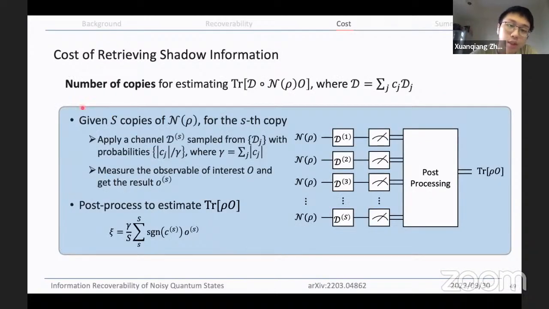So let's first review the retrieving protocol. Given S copies of the noisy quantum states, for each copy, we apply a quantum channel sampled from the decompositions of this retriever D. And then we measure in the basis of the observable of interest and get a measurement result O. After obtaining all the measurement results, we do a post-processing to arrive at the estimator for the original faithful shadow information.